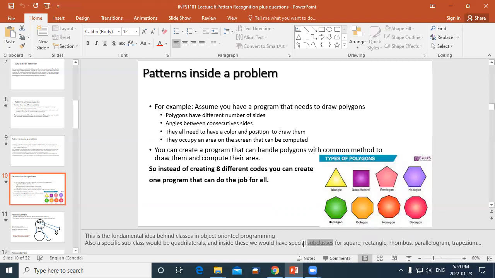So basically, we create objects. In this case, we could have an object which would be a shape. And then that object would have attributes of sides, angles, and colors. And from that, we could create different subclasses of them.